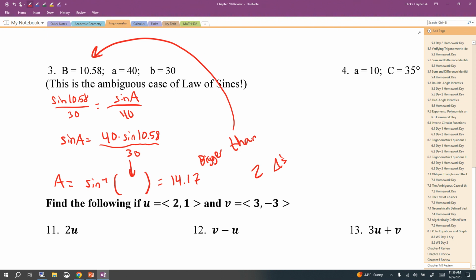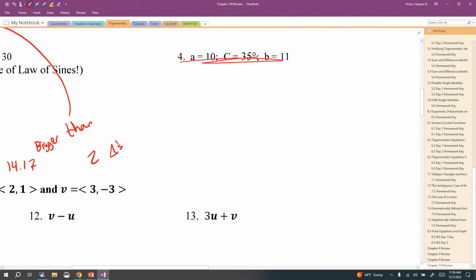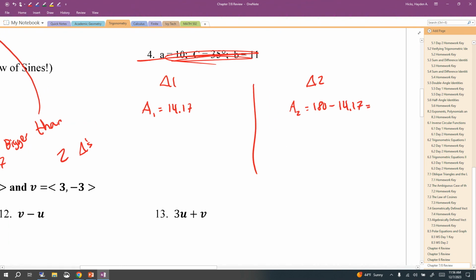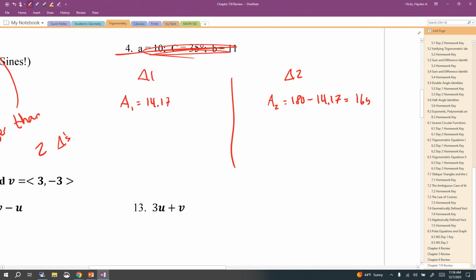Okay? Your 2 triangles, which ignore number 4, we're not going to go over that. These 2 triangles, one of them is going to use the angle that you found. We'll call it A1. What's the other one going to use? Yeah, the supplement of A1, which is 180 minus whatever A1 was, which is 165.83.